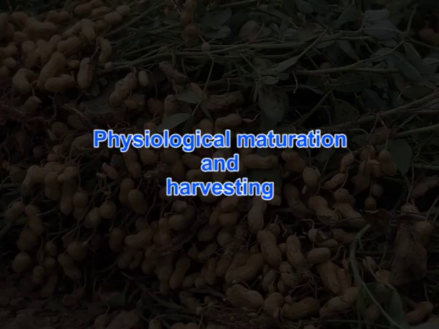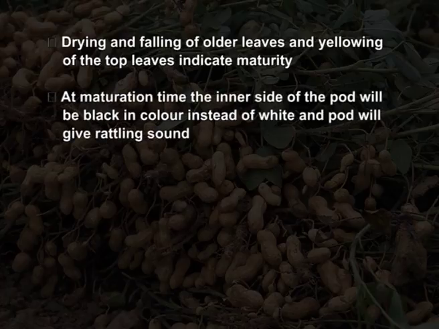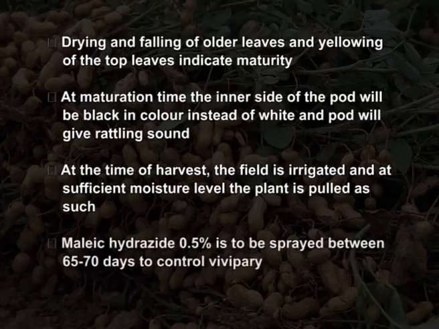Then physiological maturation and harvesting. Drying and falling of older leaves and yellowing of the top leaves indicate maturity. At maturation time, the inner side of the pod will be black in color instead of white, and the pod will give a rattling sound. At the time of harvest, the field is irrigated and at sufficient moisture level, the plant is pulled as such. Maleic hydrazide 0.5% is to be sprayed between 65 to 70 days to control vivipary germination.